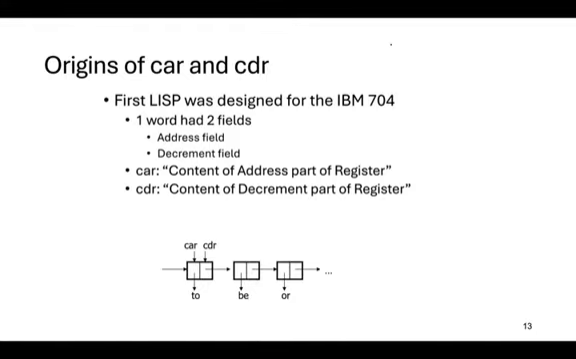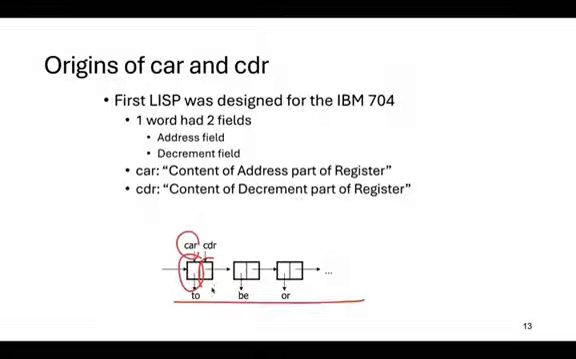And a question would arise then: what are the origins of the words car and cdr? How did those names come up in the first place? Well, the first Lisp was designed for the IBM 704, and one word had 2 fields. It had the address field and the decrement field. So car comes from content of address part of register, and cdr is content of the decrement part of the register. If you look at our linked list here, car is the first part of our node, and cdr is basically the pointer, which is next, holding the address for all the remaining part of the list.